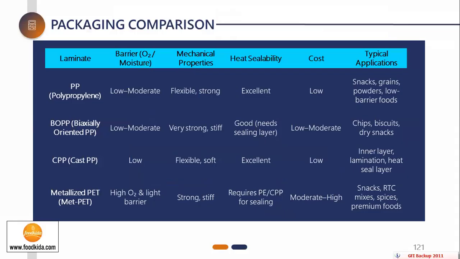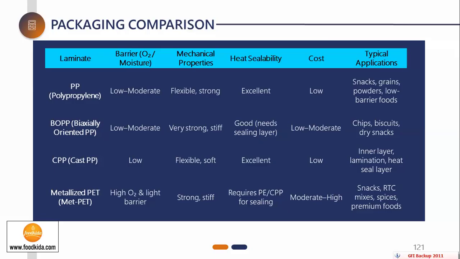So basically it is opaque. When you biaxially orient it, ideally it becomes quite transparent. It has low to moderate barrier, and is very strong and stiff. It needs a sealing layer. Cost is low to moderate. It is used for chips, biscuits, dry snacks and all.